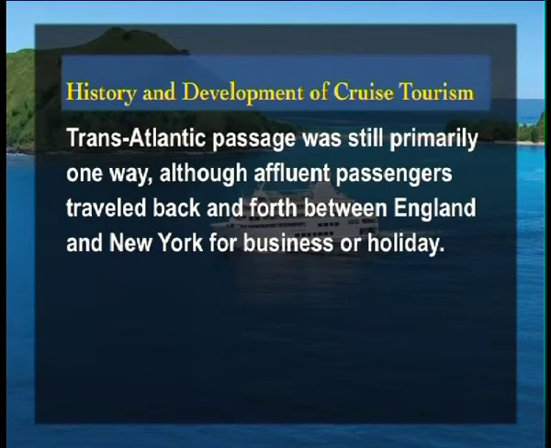Transatlantic passage was still primarily one-way, although affluent passengers travelled back and forth between England and New York for business or holiday. The popularity of transatlantic sea passage gradually declined with the arrival of the airplane. People could fly to more destinations in a fraction of the time it took on an ocean liner, so shipping companies changed their business model to focus on tourism instead of passenger transportation.